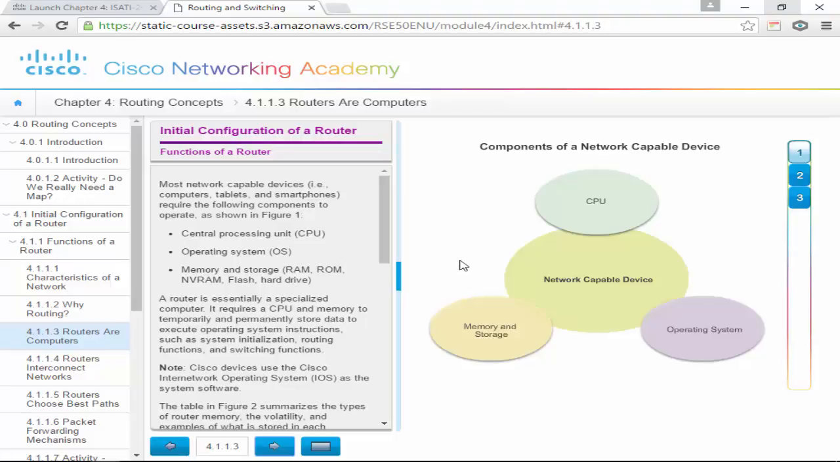So what do we have? We have a CPU, an operating system, RAM, ROM, NVRAM, flash, and a hard drive, though flash is kind of the hard drive, so I'm not sure what this other hard drive is. I guess we can put USBs on these, so maybe we can add external hard drives as well, if you wanted to look at it that way.